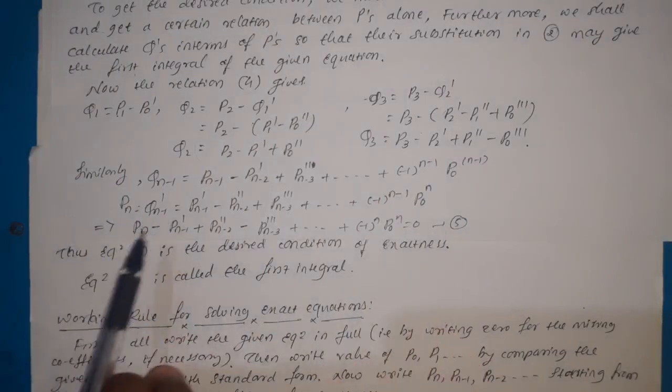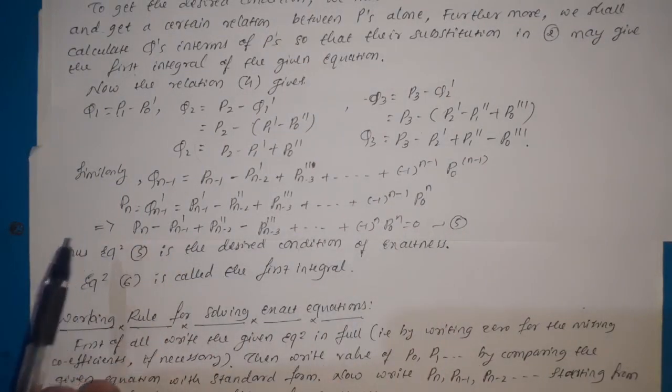So here, Pn is what? That is the coefficient of y. Pn minus 1 is the coefficient of dy by dx, Pn minus 2 is the coefficient of d square y by dx square, and so on. P naught is the coefficient of the nth order derivative, meaning the highest order derivative, and its coefficient is called p naught.